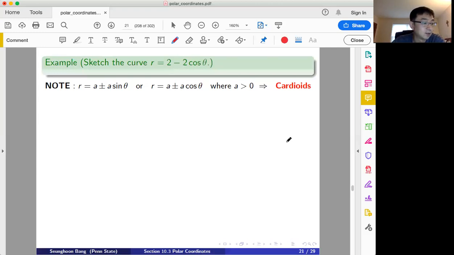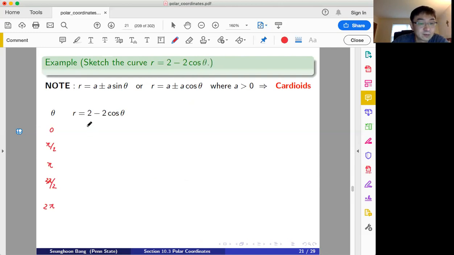So next, how can you sketch the graph? The same, you have to use a table. Theta is the same: angle 0, pi over 2, pi, 3 pi over 2, and 2 pi. You can choose these points. You plug 0 into cosine. Cosine of 0 is 1. Negative 2 times 1 is minus 2. 2 minus 2 is 0.